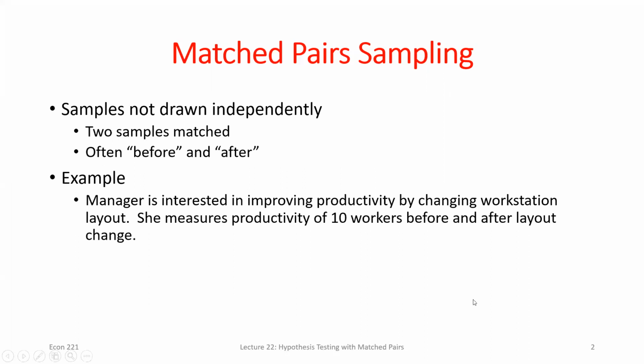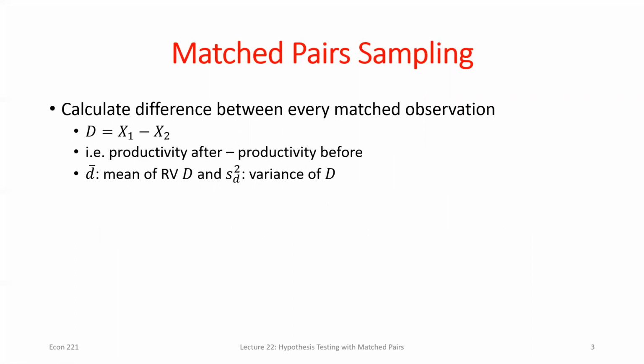So I have the same 10 workers. I have this variable where I can see what their before productivity was, and then I can see what their after productivity was. I then want to think about, okay, has productivity increased, decreased, or changed, right? Those are 3 possible things I can be thinking about. So I'm going to call this the difference variable, right? The difference between each worker's before and after productivity.